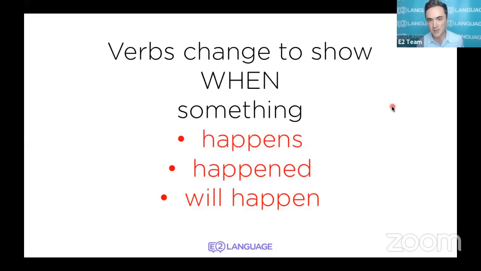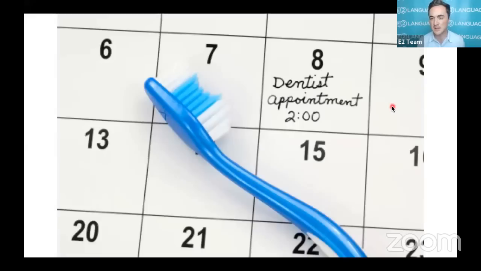Verbs change to show when something happens, happened, or will happen. Let's say, for example, you're writing a letter about a dental appointment. Let's say the dental appointment was in the past. You're writing to your dentist. So you could say, I visited the dentist. I visited. There's your past verb.